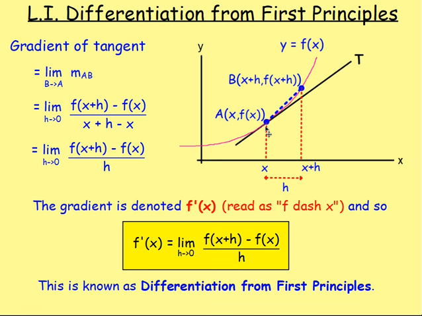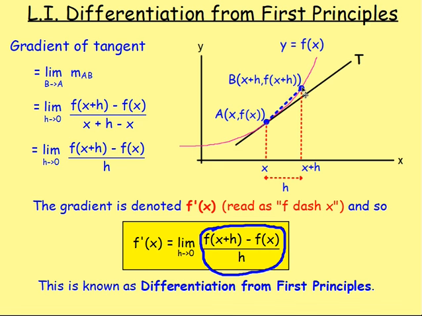Well, what we can do is we can take 2 points on the curve. So we've got an x and then f of x. If we add on h to x, we'd have x plus h as the x coordinate, and then whatever f of x plus h would be. We can work out the gradient by doing y2 take y1 over x2 take x1, so f of x plus h minus f of x divided by x plus h take away x. If you do that, then you will end up with f of x plus h minus f of x divided by h.